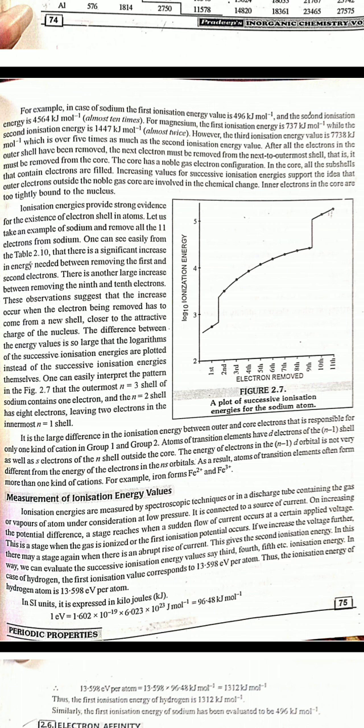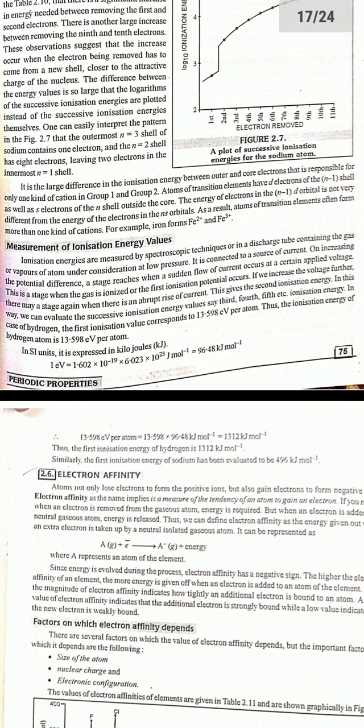In SI, it is expressed in kilojoule. 1 electron volt is equal to 1.602 into 10 to the minus 19 multiplied by 6.023 into 10 to the 23, which is equal to 96.48 kilojoule per mole. 13.598 electron volt per atom is equal to 13.598 multiplied by 96.48 kilojoule per mole, which is equal to 1312 kilojoule per mole. Thus, the first ionization energy of hydrogen is 1312 kilojoule per mole. Similarly, the first ionization energy of sodium has been evaluated to be 496 kilojoule per mole.